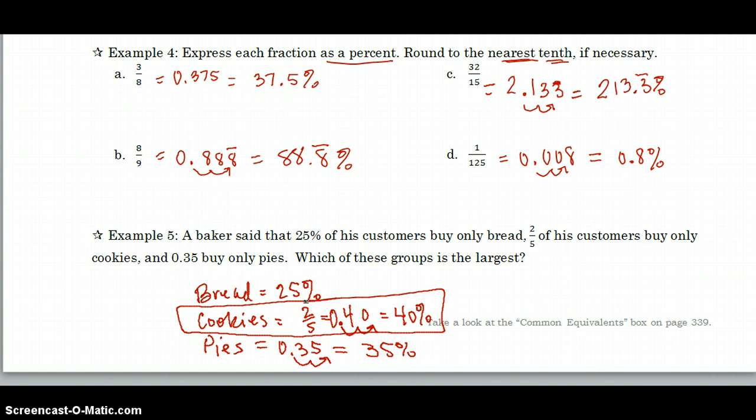I also have a note here for you to, in your book, you may not have your book with you if you're at home reading this or listening to this video, but tomorrow let's be sure we look at page 339 and talk about common equivalents.